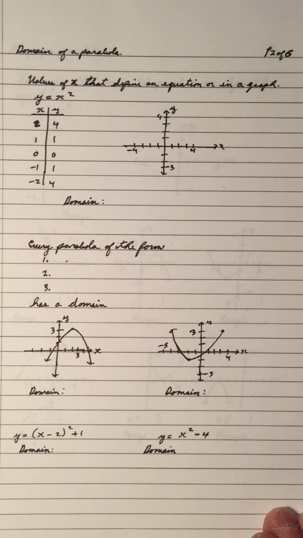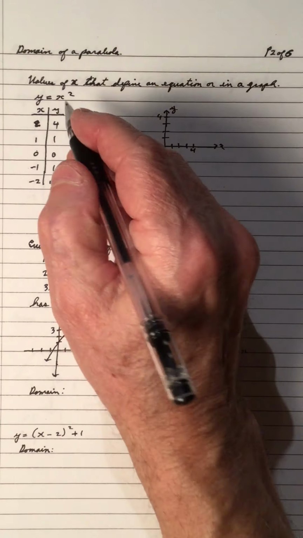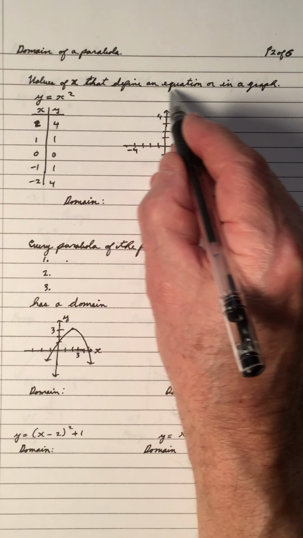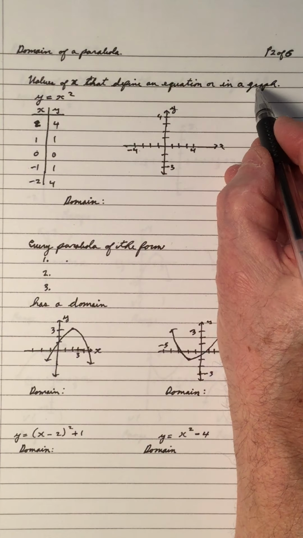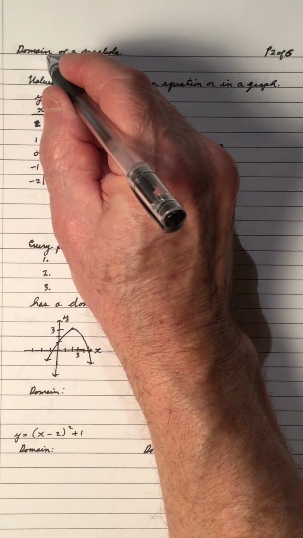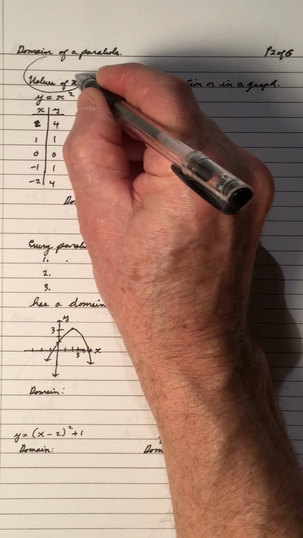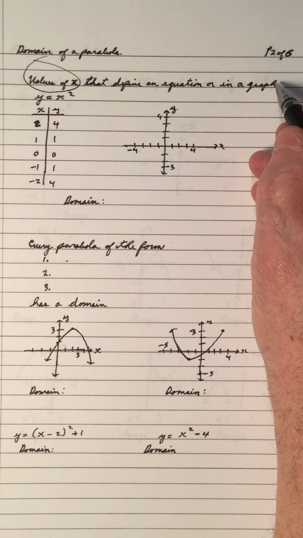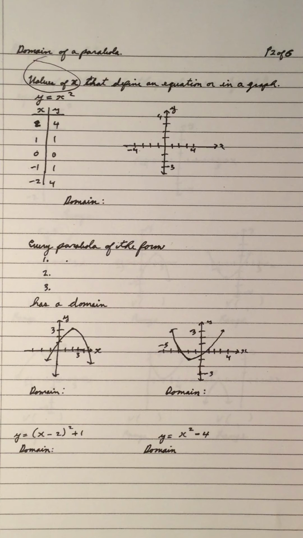The domain and range of a parabola. The domain of a parabola: the values of x that define an equation or are in a graph are the domain. If you look back at my Algebra 1, I have a whole unit done on functions, and in that unit, I talk about the domain of a linear. So now I'm going to talk about the domain and range of a parabola.